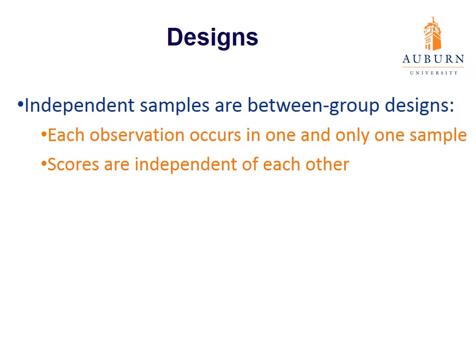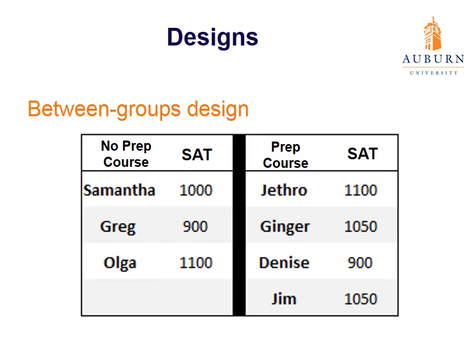And so there's no way we compare the scores together from one sample to another. There's no dependency or relationship between the scores. So we'll say that it's independent. And if we have an independent sample, then we have a between groups design. So by way of example, this would be a between groups design.